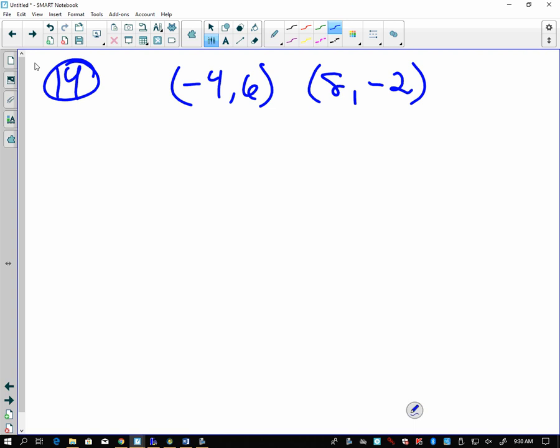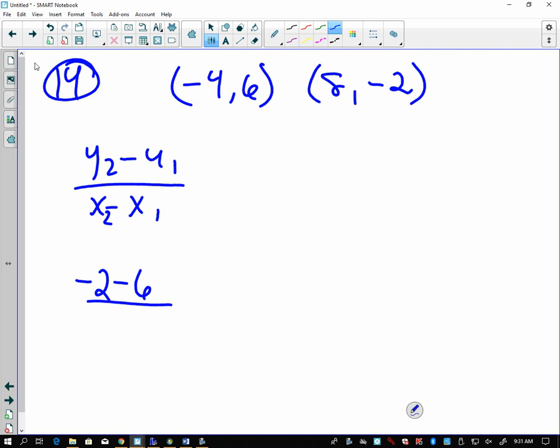What was that formula again, somebody besides Jeremy? Good. Somebody besides Jeremy and Abby, tell me what Y2 is in this situation. Negative 2, good. Minus what? Negative 2 minus 6 over 8 minus negative 4. What's negative 2 minus 6? I hear a couple of different answers here. I heard negative 4 and I heard negative 8. What is it? Negative 8.